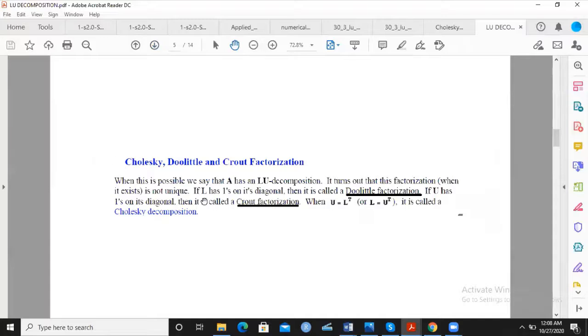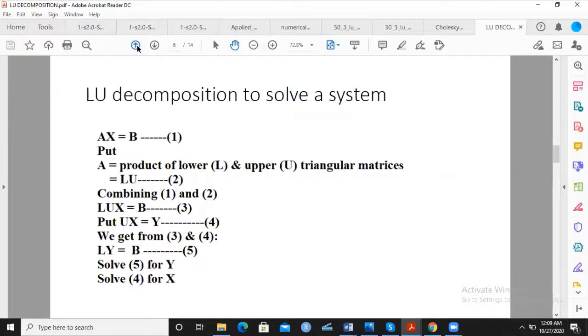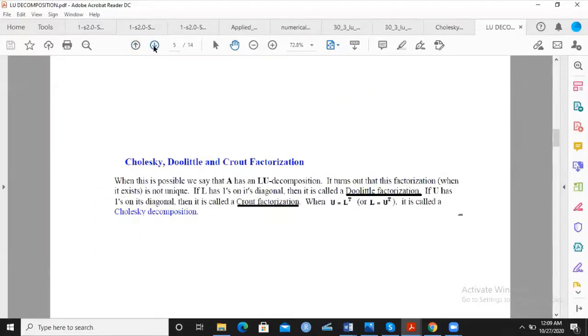Okay. Now, when this is possible, we say A has an LU decomposition. It turns out that this factorization is not unique. If L has 1s on its diagonal, then it is called Doolittle. If U has 1s on its diagonal, then it is called Crout factorization, as I have showed you from the pictures. When U is equal to the transpose of L, or L is equal to the transpose of U, it is called Cholesky decomposition. Okay. Now we will only go through one of these three types of LU decomposition.